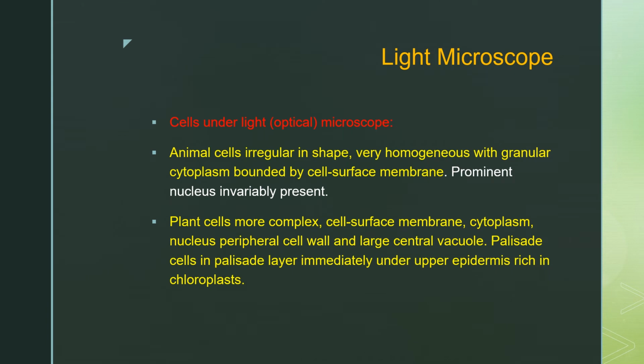Whenever you're viewing cells under the light or optical microscope, which I'm going to refer to as the light microscope, animal cells will appear irregular in shape, very homogeneous, with granular cytoplasm bounded by a cell surface membrane. They have a prominent nucleus which is invariably present. Plant cells are more complex, however, as they show a cell surface membrane, a cytoplasm and the nucleus, a peripheral cell wall, and there's also a large central vacuole. The palisade cells in the palisade layer immediately under the upper epidermis are rich in chloroplasts. Later on we will also get into this.